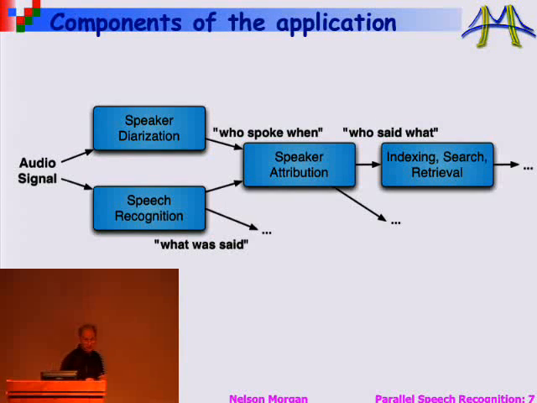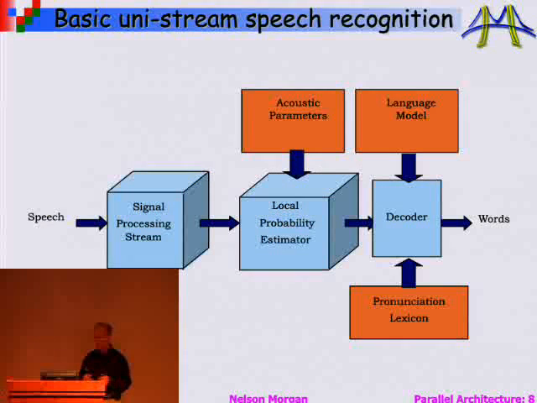So here's a block diagram of the overall application. You have the speech recognition, which produces what was said. You have what's called speaker diarization, which produces who spoke when. Then you put them together and you said who said what. And then there's these other modules like indexing and searching and retrieval and so forth. And you're not really going to know whether you have efficiently parallelized the entire application until you do all of these things. You can't just do the speech recognition.